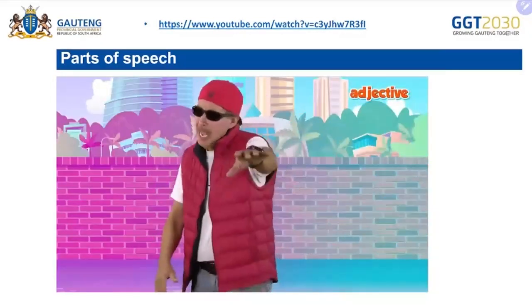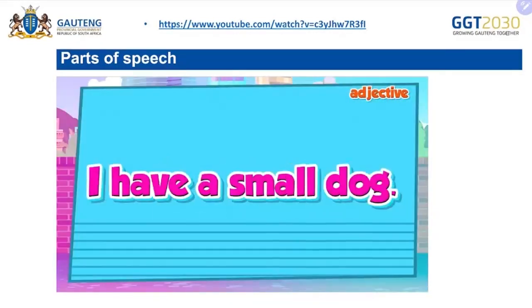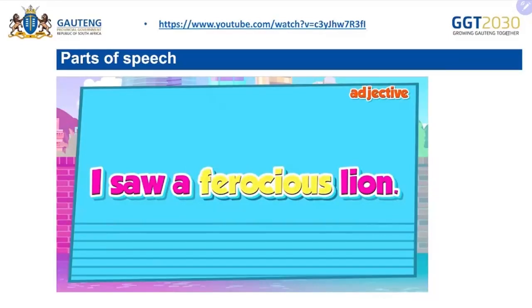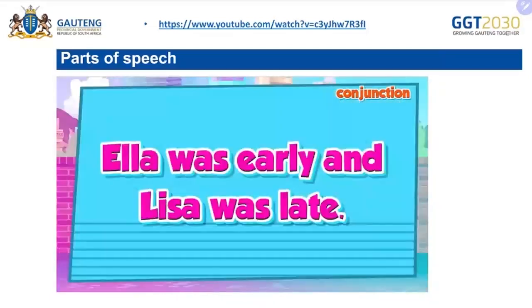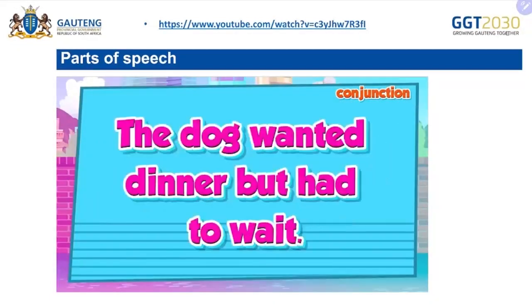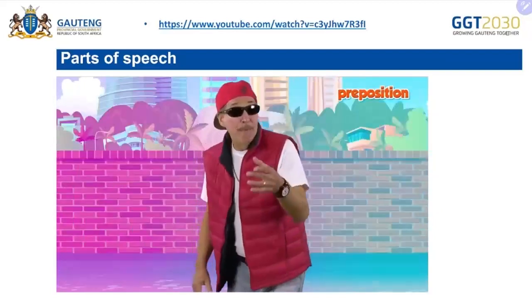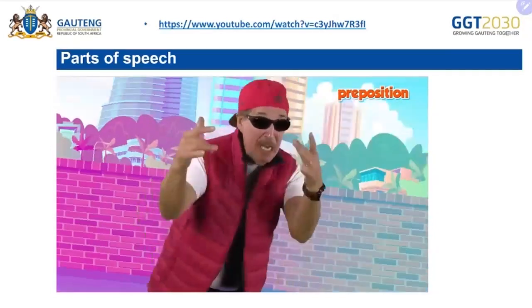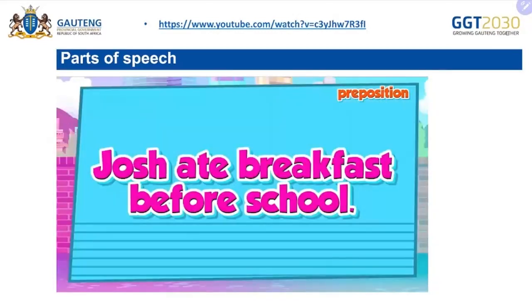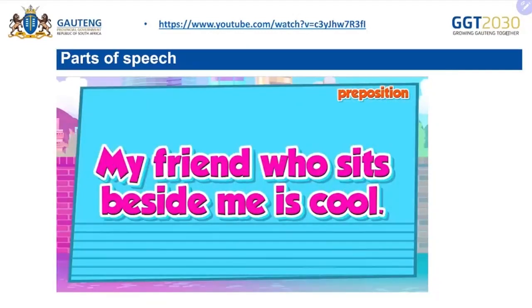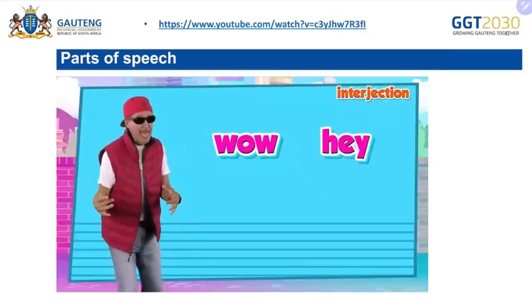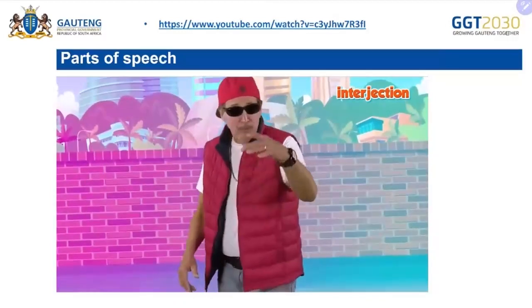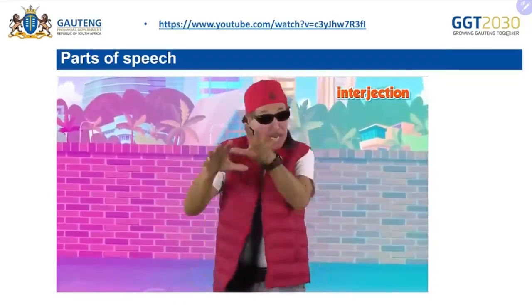An adjective describes a noun or a pronoun, like that's a big house. I have a small dog. I saw a ferocious lion. They make reading and writing more exciting. A conjunction is a word or words that connect words, phrases, or clauses. Get it? Like Ella was early and Lisa was late. The dog wanted dinner but had to wait. A preposition tells time, place, or position. Connecting words is its main mission. Like Josh ate breakfast before school. My friend who sits beside me is cool. An interjection expresses strong emotion. It's true, like wow, hey, yeah, ooh. They're used to make reading, writing more appealing. Interjections express spontaneous feeling.